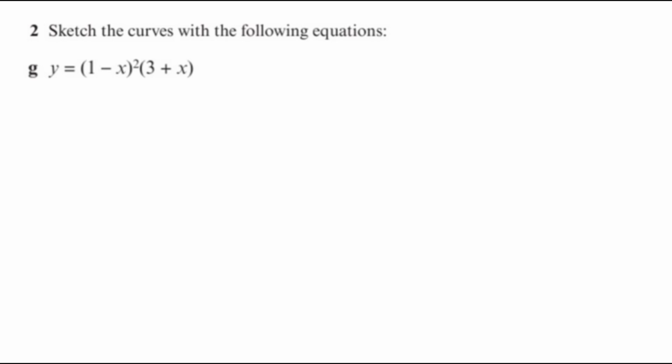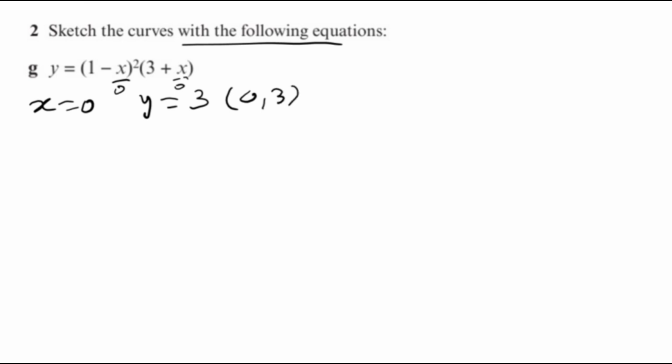Let's move to another question. Question 2. Sketch the curve with the following equations. So we have this equation y is equal to (1 minus x) squared into (3 plus x). First substitute x is equal to 0. When you substitute 0 here and here, you get y value 3. So the first intersection point for the y-axis we are getting is (0, 3).